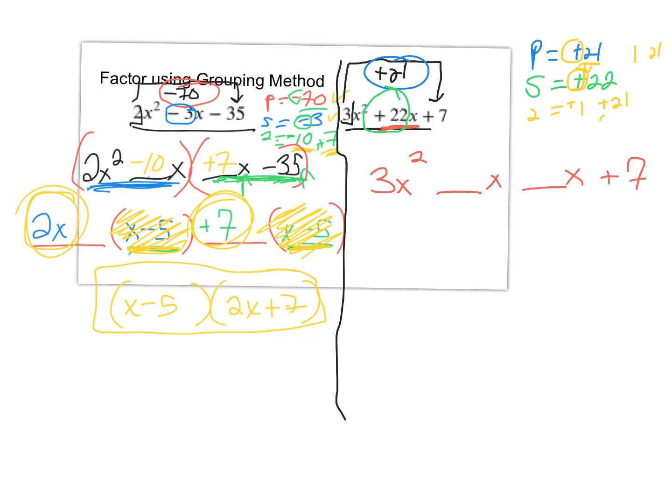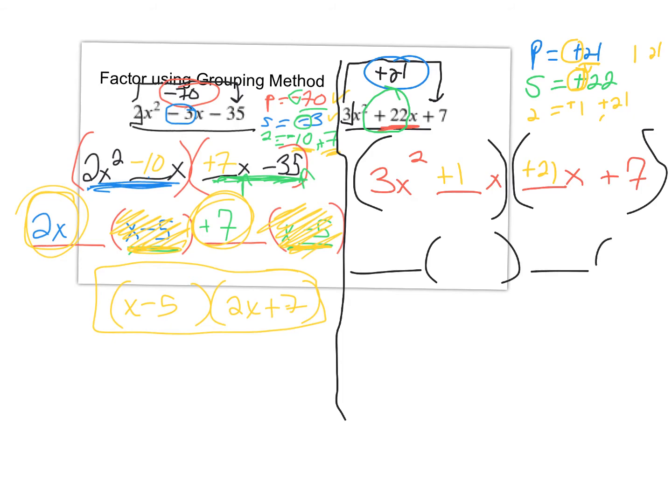Okay. So let's put those on the line. Plus 1 plus 21. Okay, now we're going to do parenthesis up around first and second, third and fourth. Okay, so let's set up our parenthesis, line, parenthesis stuff.